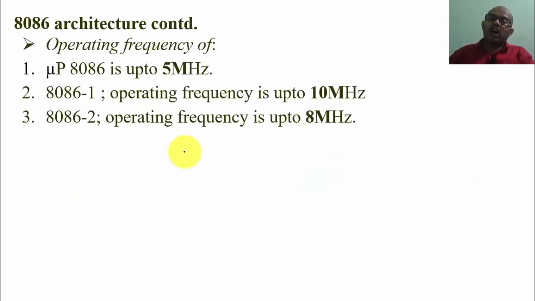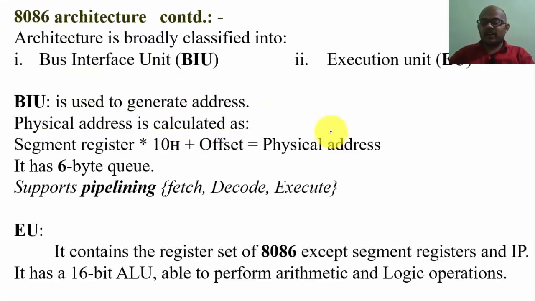Now, if I am talking about the operating frequency of the 8086 microprocessor, it is 5 MHz. 8086 version 1 is up to 10 MHz. Version 2 is up to 8 MHz.